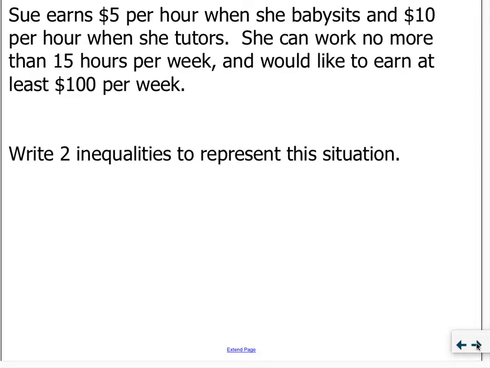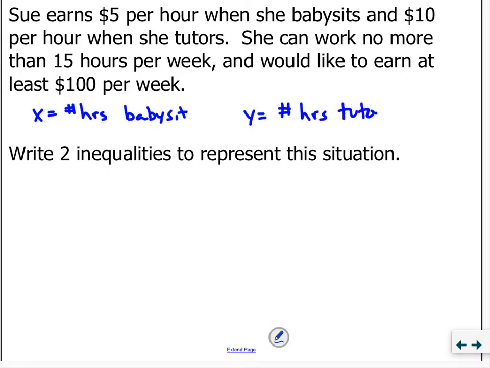In this case, Sue earns $5 per hour when she babysits, $10 per hour when she tutors. She can work no more than 15 hours a week, and she wants to earn at least $100. So let's say we're going to let x represent the number of hours that she can babysit, and let y represent the number of hours that she can tutor. We want to write two inequalities to represent this situation. See if you can write the two inequalities.